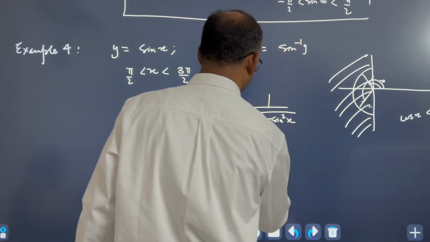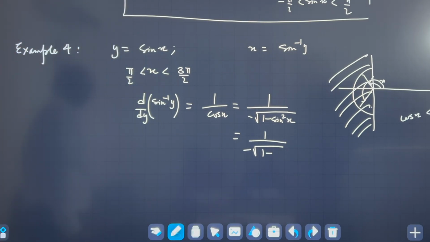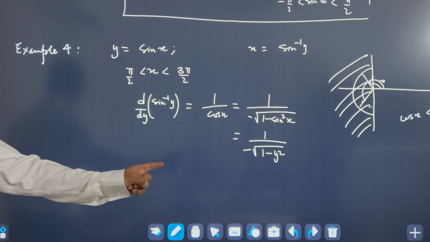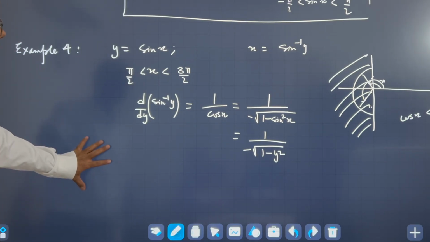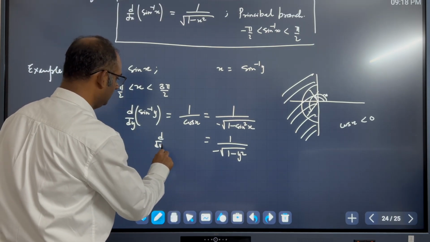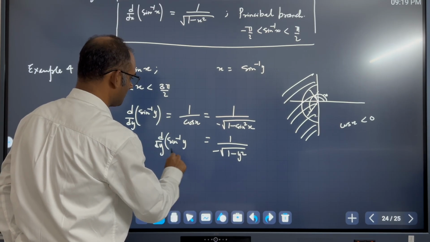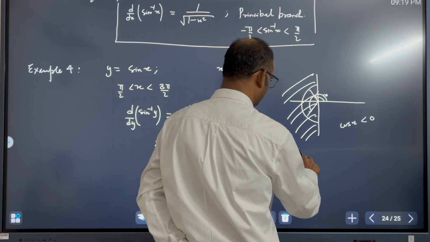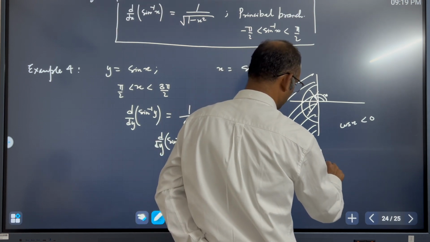But then this is 1 over minus square root of 1 minus sine square of x. Sine of x is y, so 1 minus y square. You see, I got a different answer. So let's box this one also. So d over dy of sine inverse of y is equal to this when sine inverse of y lies between pi over 2 to 3 pi over 2, when you are looking at this branch.